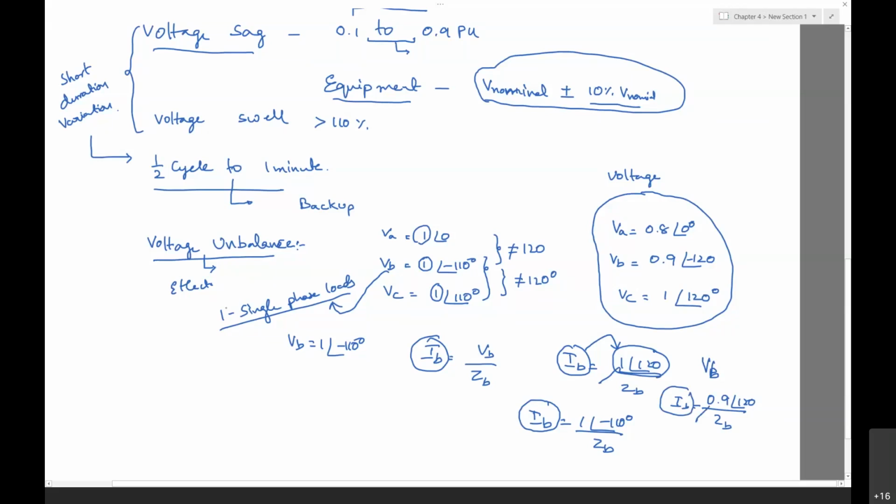What I want to highlight here is that the voltage unbalance is not going to influence single phase loads very much. If you have a three-phase load, then there will be a problem when we have the voltage unbalance.